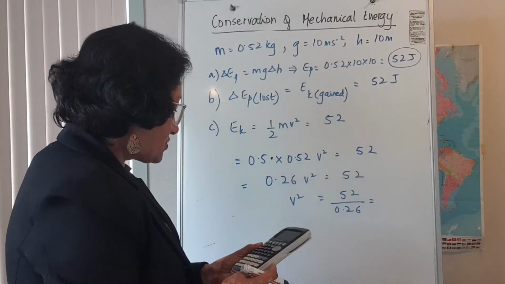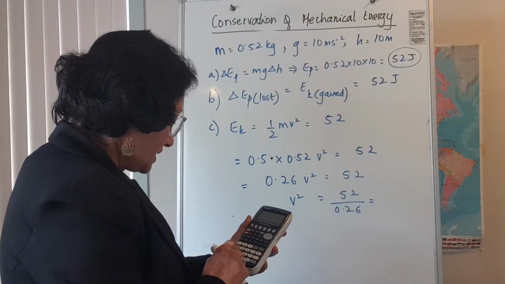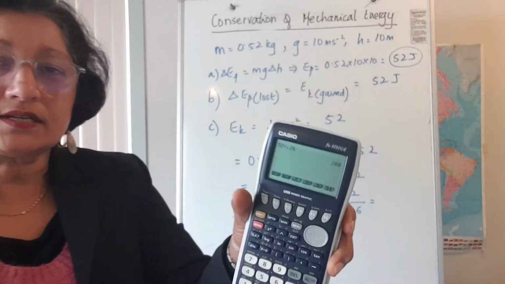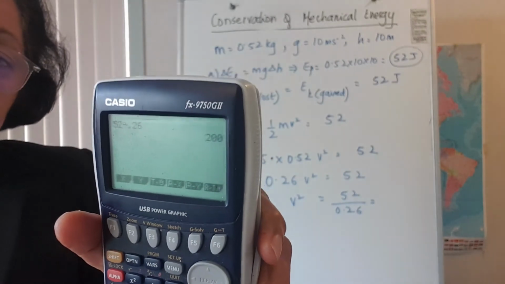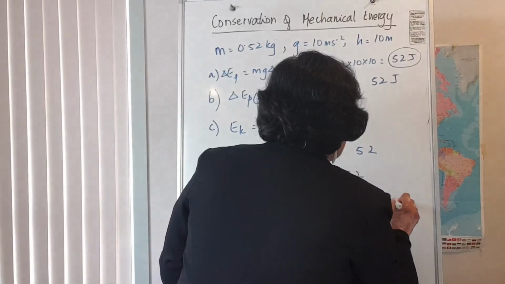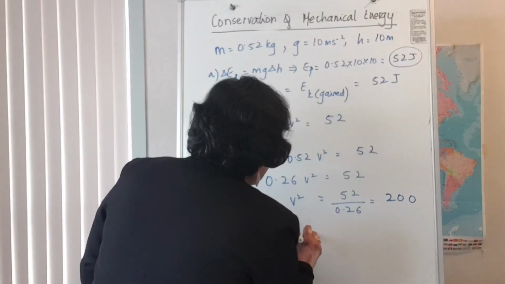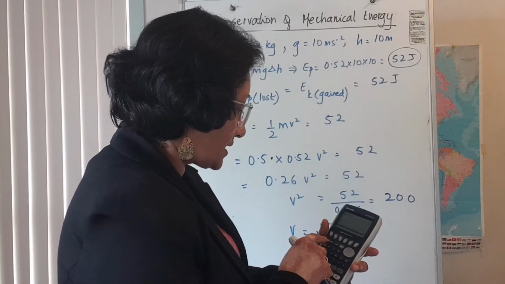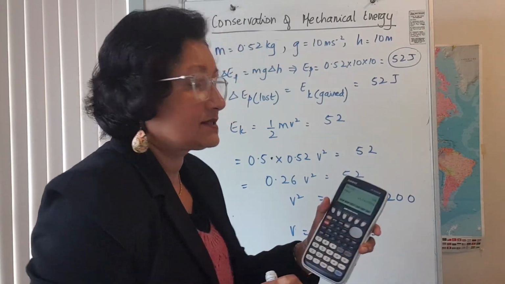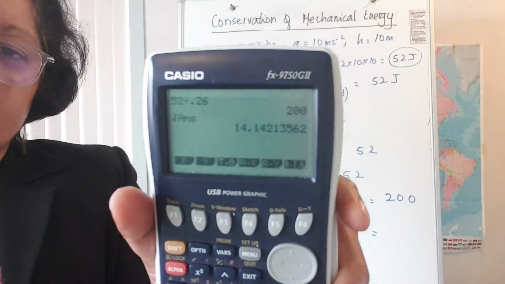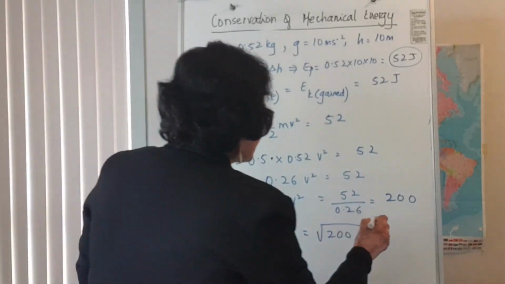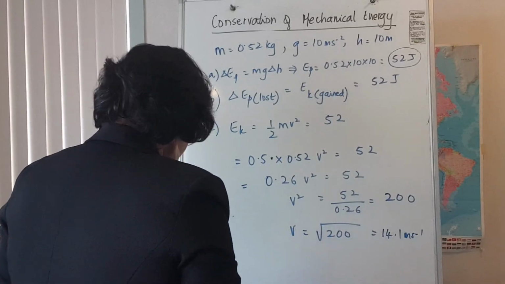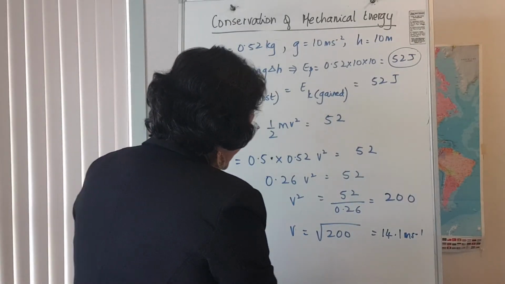If I go 52 divided by 0.26, I get 200, and then I just take the square root of 200. So v is the square root of 200, which is 14.1 meters per second. That's the speed with which the ball left the hand. Okay, so that's how you do that question.